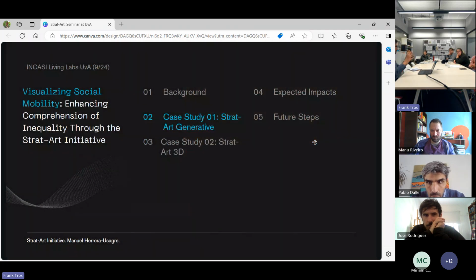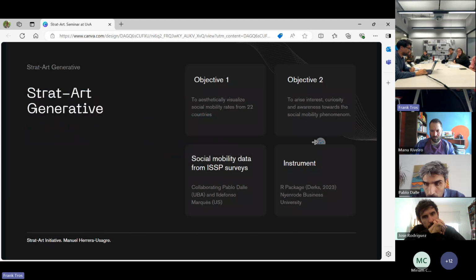So, having that in mind, I would like to move to the first case study, which is STRAT-ART generative. The objective of this initiative, let's call it a prototype, is to aesthetically visualize information on social mobility, in particular upward and downward social mobility rates from 22 countries. And why do we want to do that? Because we want to raise interest, curiosity, and awareness towards the phenomenon.